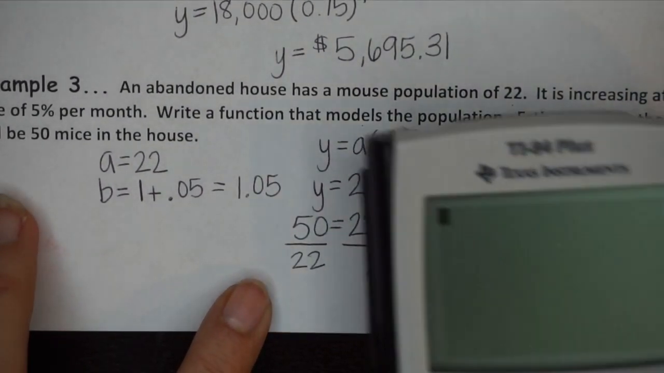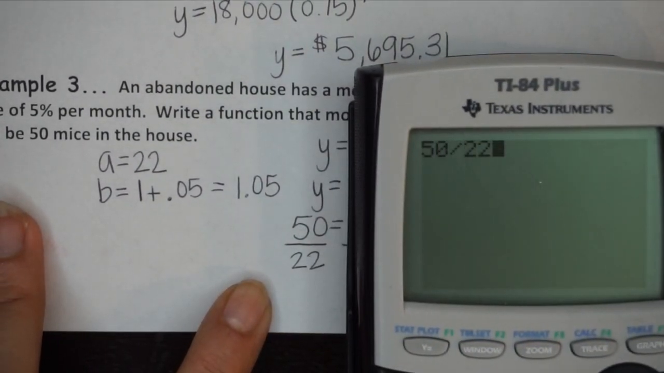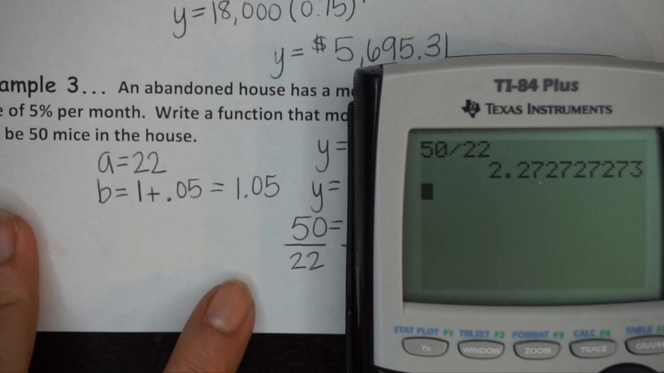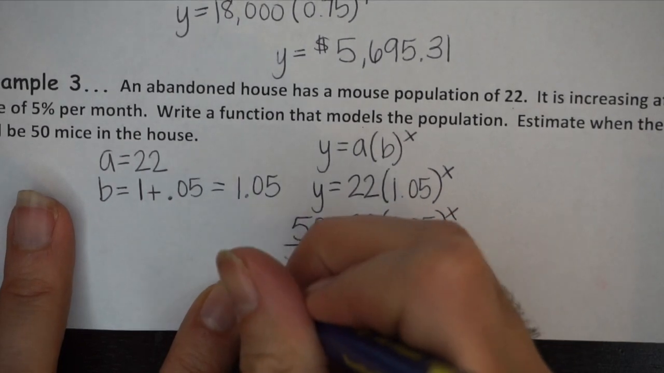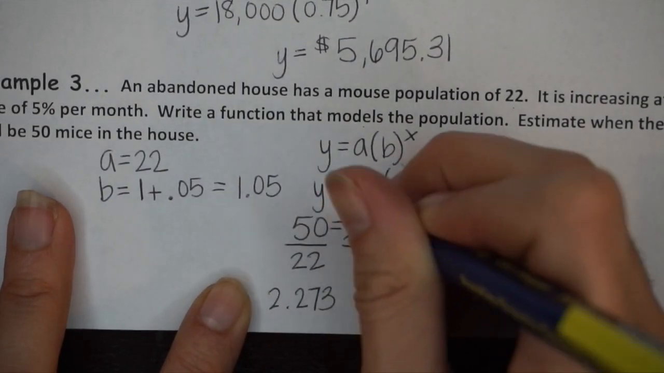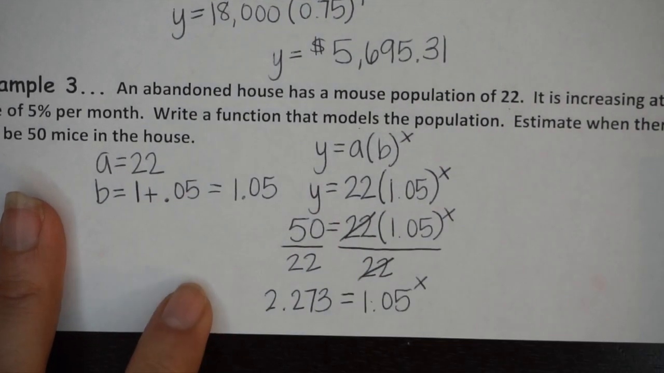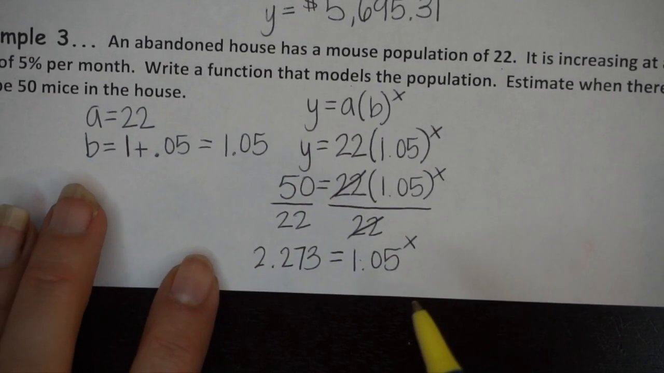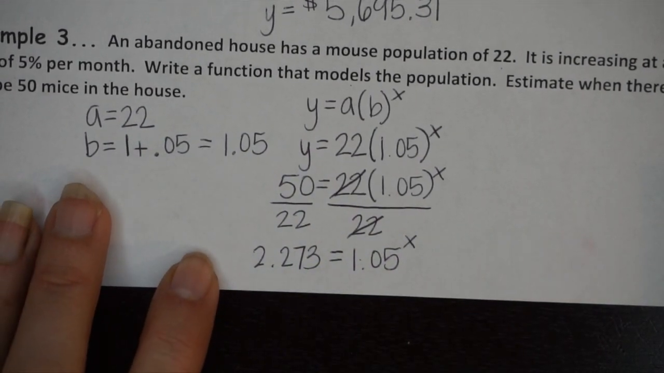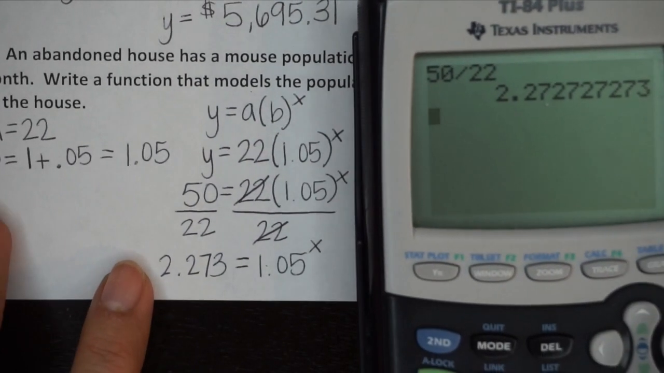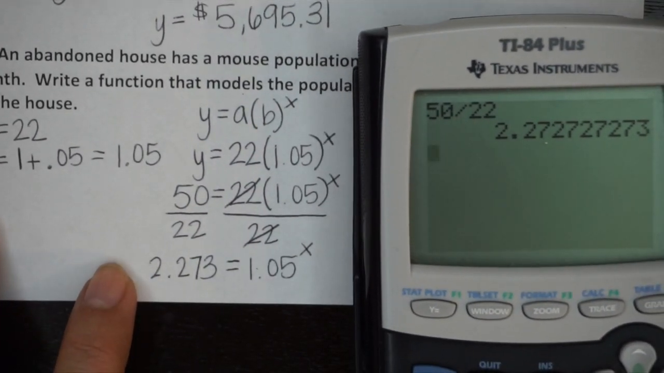All right, 50 divided by 22 leaves us with about 2.27. I'm going to leave it as 2.273 just to be safe. So 2.273 is equal to 1.05 to the x. All right, now later on we are going to learn how to really solve this. You use something called logs, but for the time being, we're just going to use our calculator and our y equals function to get an estimate to solve this.